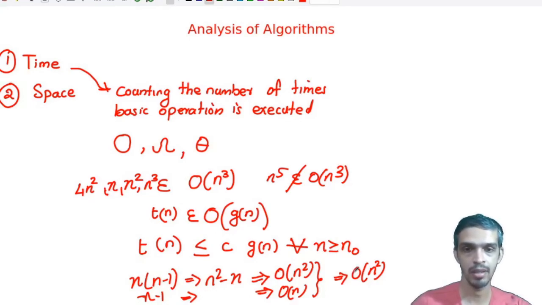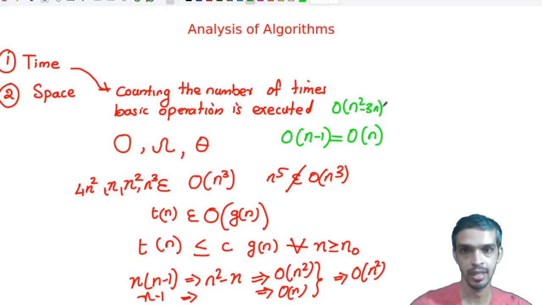So if the number of times it runs is n minus 1, then you need to write it as big O of n minus 1. Big O of n minus 1 equals the largest degree term. So that will be big O of n. So if it is big O of n square minus 3n, then the largest degree term is n square. So again it will be big O of n square.